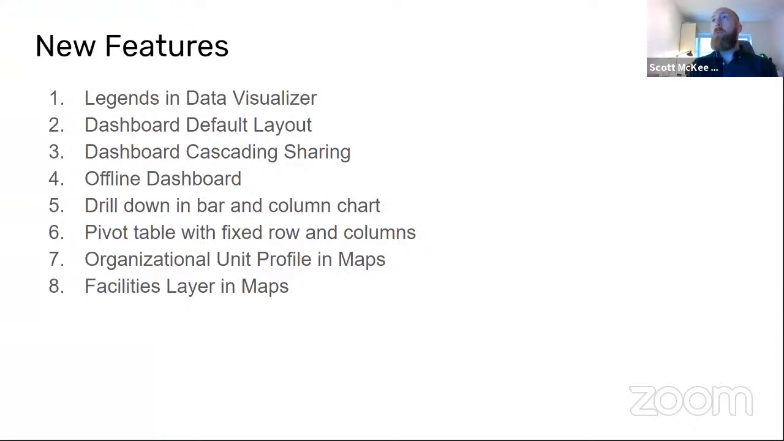The first thing we're going to start with is we have now enabled legends to be turned on in data visualizers. In the past, we've had a lot of chart types that you could apply legend to: pivot tables, single value charts, bar charts, column charts. And now you're actually able to show that legend, or the colors for that legend, in the same chart, and you can turn it onto your dashboard as well.